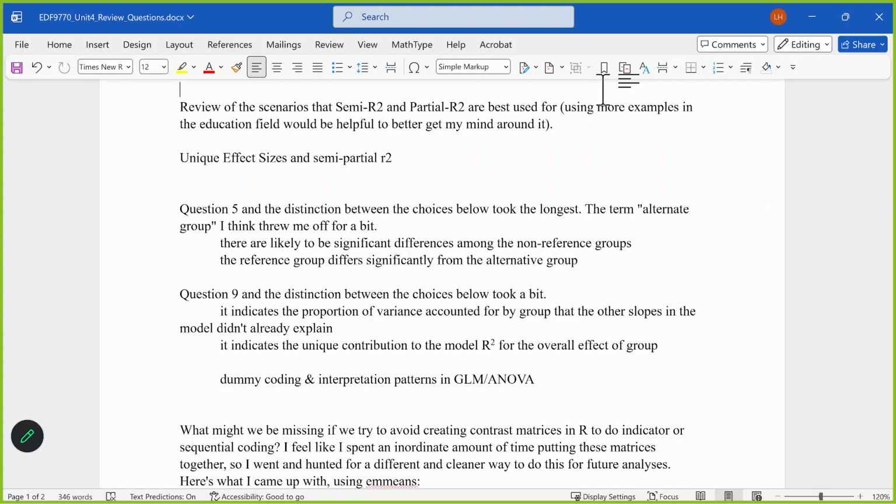Both of them are controlling for other things, but the question is, what is the denominator? In semi-partial, it's total variance. In partial, it's that thing plus the residual variance. So it's scaled relative to just the error part of the model, not relative to the whole thing.